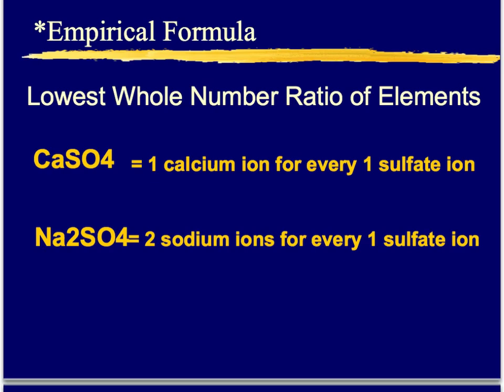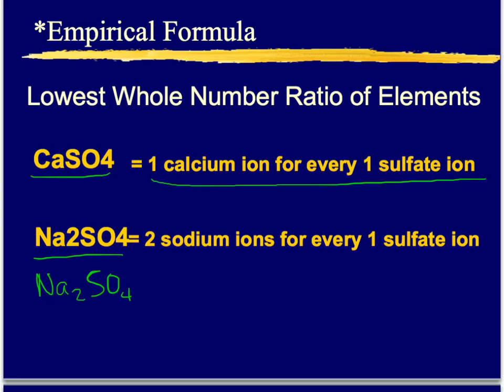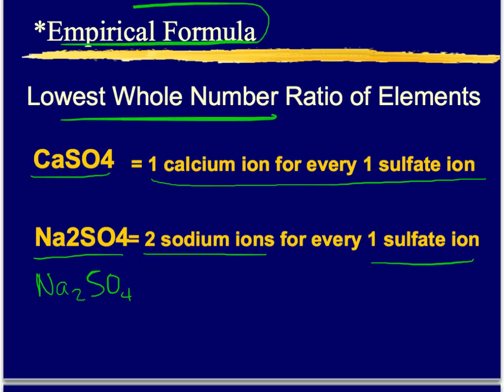A quick definition you should know: when we're talking about empirical formulas, that is the lowest whole number ratio of elements. If we look here at calcium sulfate, it means that for every 1 calcium ion, there's 1 sulfate ion. Then here we have sodium sulfate, and the formula is looking a little weird on the PowerPoint, but it's Na2SO4. So it means for every 2 sodium ions, there's going to be 1 sulfate ion. This lowest whole number ratio of elements is our empirical formula.